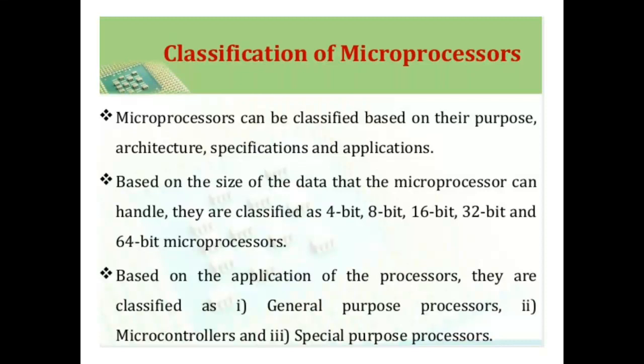Based on the application of the processors, they are classified as general purpose processors, microcontrollers, and special purpose processors. So here, general purpose processors are those that are used in general computer system integration and can be used by the programmer for any application. Common microprocessors from Intel 8085 to Intel Pentium are examples of general purpose processors.